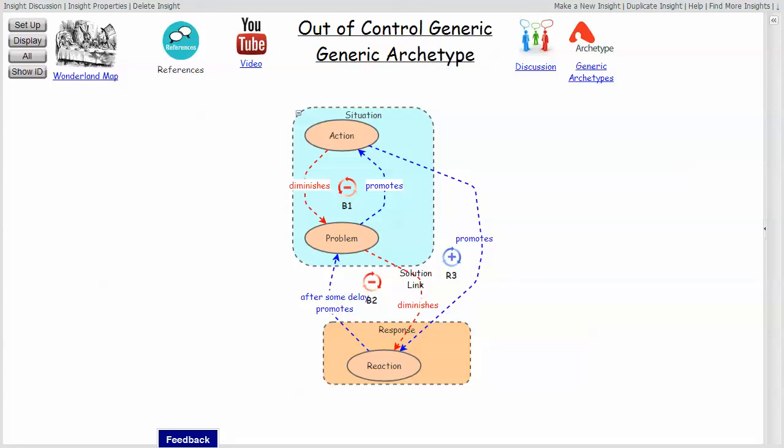And in time, I will put together a number of examples like we've done for the systems archetypes that walk through scenarios, explicit instances of the control generic archetype.